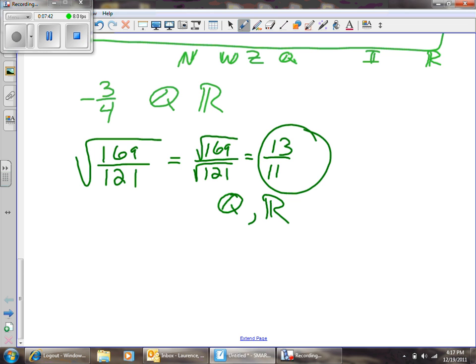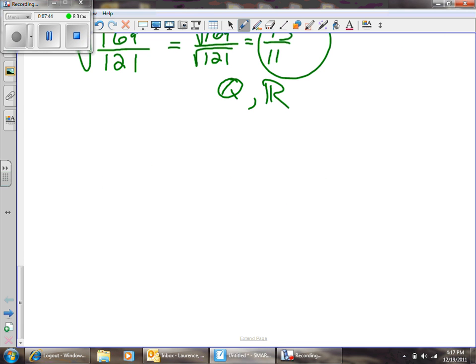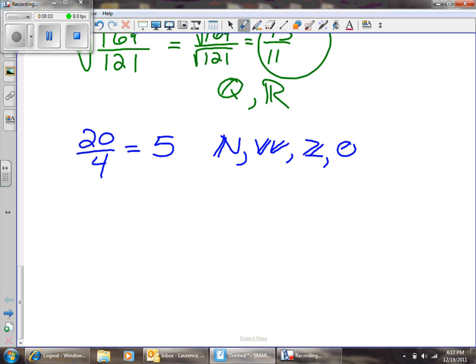Okay? Let's take a look at another example. How about something like this, where we have 20/4. Well, I can simplify that to 5. 5 is natural. If it's natural, it has to be whole, has to be an integer, has to be rational, has to be real. Okay? All right, so that would be that.